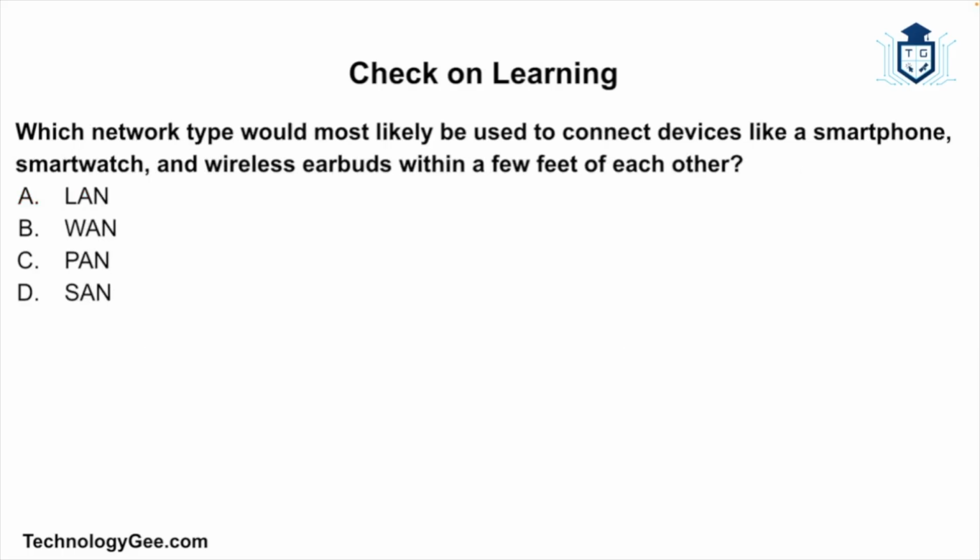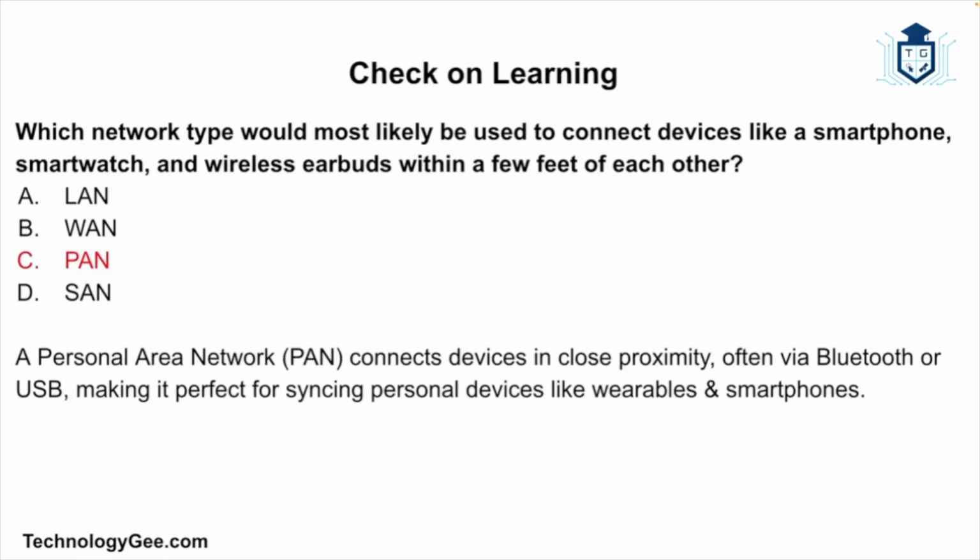Next question. Which network type would most likely be used to connect devices like a smartphone, smartwatch, and wireless earbuds within a few feet of each other? Would this be a LAN, a WAN, a PAN, or a SAN? And the correct answer is a PAN, or a personal area network. So a PAN connects devices in close proximity, often via Bluetooth or USB, making it perfect for syncing personal devices like wearables and smartphones.